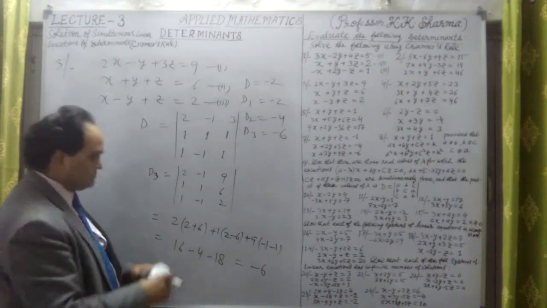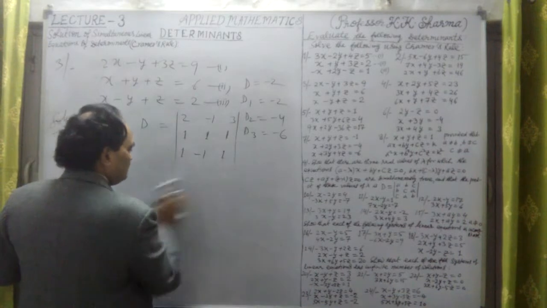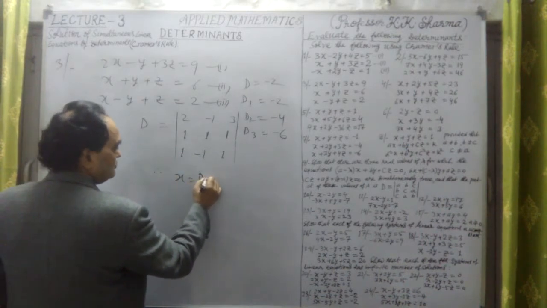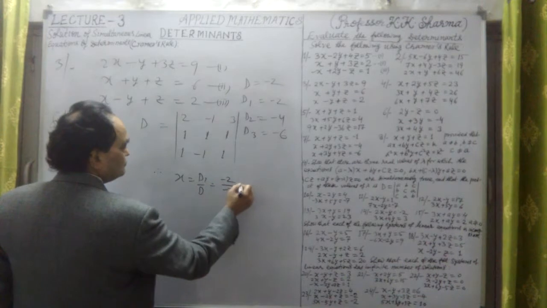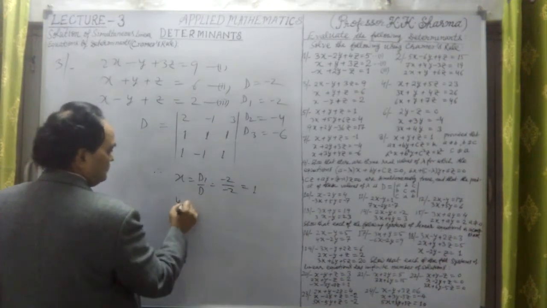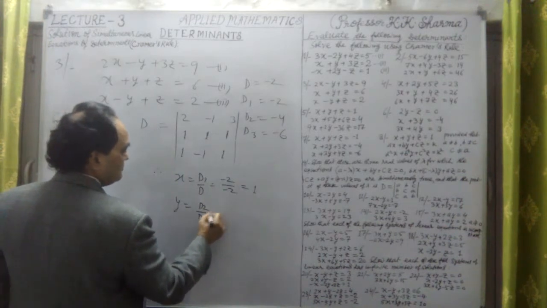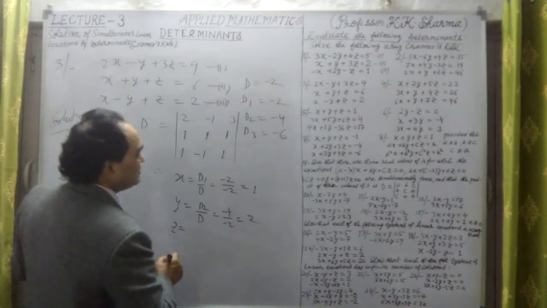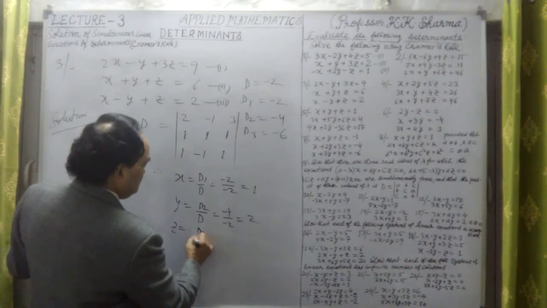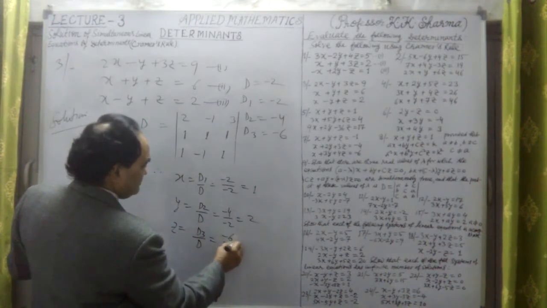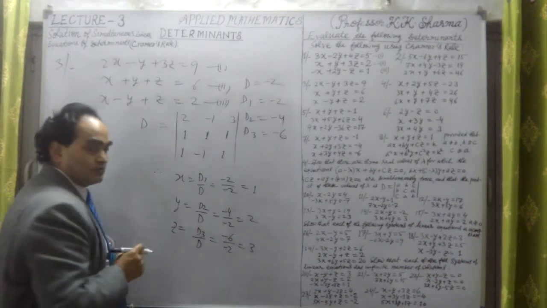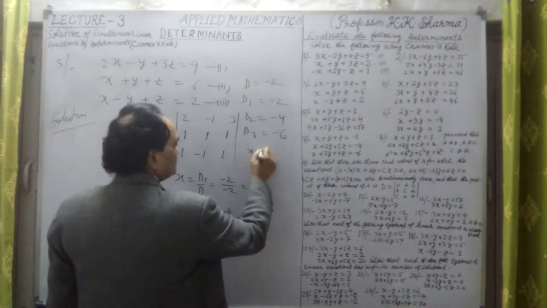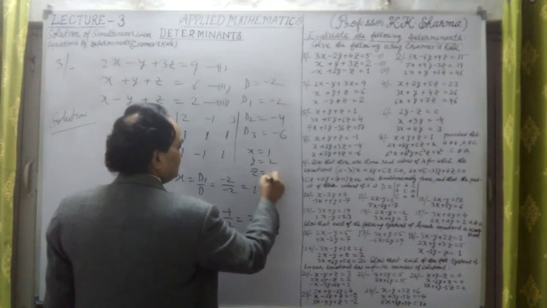Simple. Now what are the values of the variables? Therefore, x equal to D1 upon D, that is minus 2 upon minus 2 is equal to plus 1. y is equal to D2 upon D, that means minus 4 upon minus 2, that is plus 2. And z equal to D3 upon D, that is minus 6 upon minus 2, that is plus 3. So x equal to 1, y equal to 2, z equal to 3. Here the answer is 3.